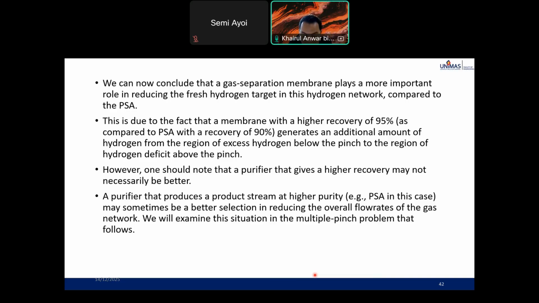However, one should note that a purifier that gives a higher recovery may not necessarily be better. A purifier that produces a product stream at higher purity, PSA in this case, may sometimes be a better solution. We will examine this solution in the final product position.